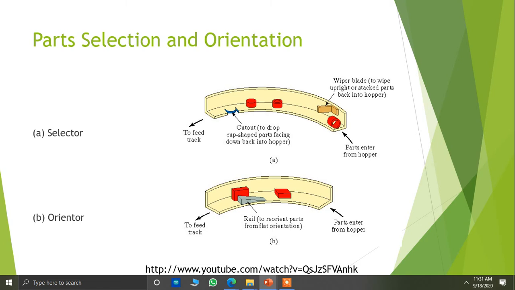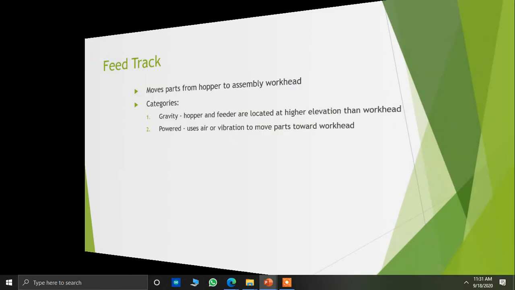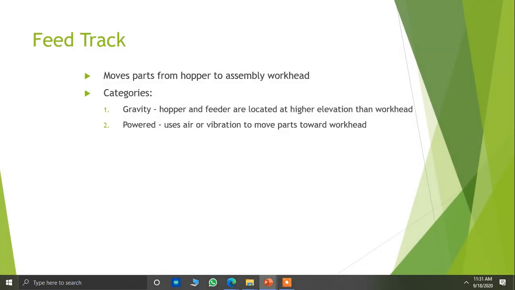The next one is the orienter. The purpose is more or less the same. The orienter will do the position orientation, but the selector will have a cutout. Through this cutout only the output will happen, or it will just eject the objects outside. I think I have given multiple examples of the feed track. You have gravity and powered. A powered feed tracker uses vibration, air or a typical vibration. In the case of bottle packing, you have a feed tracker which is air powered. I'll show a video on that.